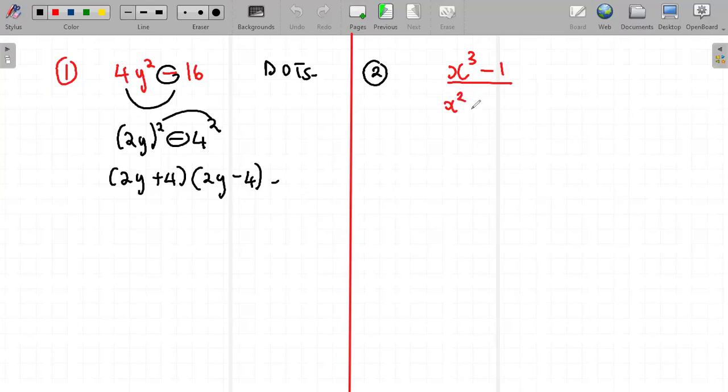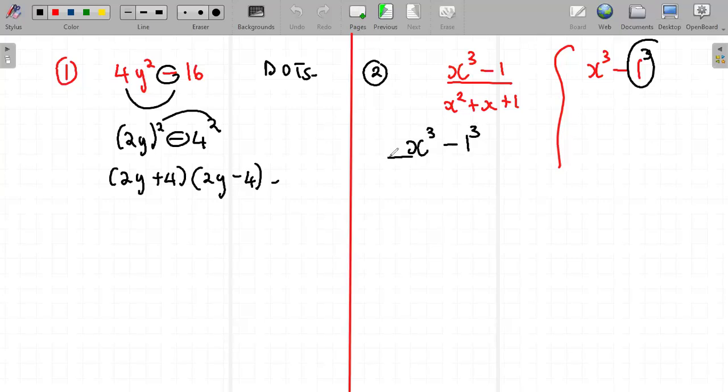The last one, before I hang my boots, we have this: x cubed minus 1 over x squared plus x plus 1. Remember now, x cubed minus 1 is the same thing as x cubed minus any number. If I have 1 to the power 3, it will remain 1. So I can now rewrite this as x to the power 3 minus 1 to the power 3, everything divided by x squared plus x plus 1.